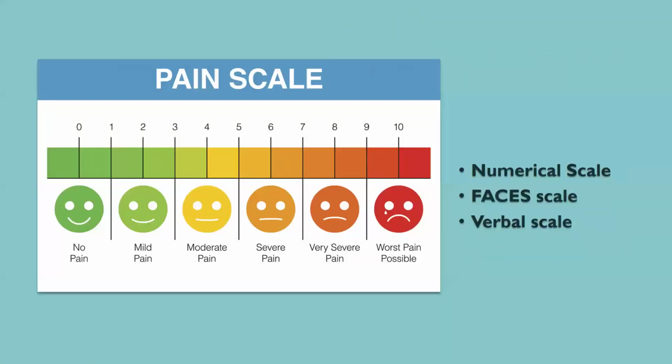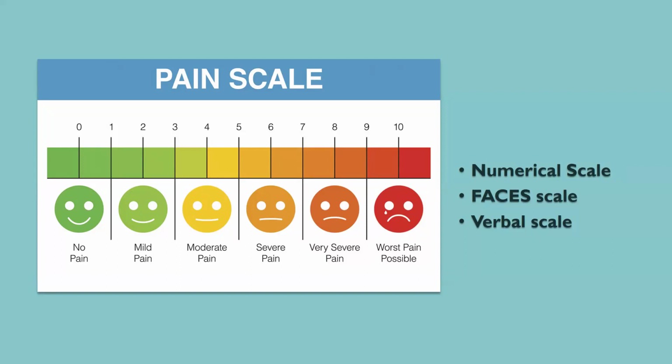And here's just a visualization of the pain scale, which you all might be familiar with. It's generally posted at every physician's office. So the three most common scales are the numerical scale, the FACES scale, and the verbal scale. So your numerical scale is pain on a level from 0 to 10, 10 being the worst pain, 0 being no pain.